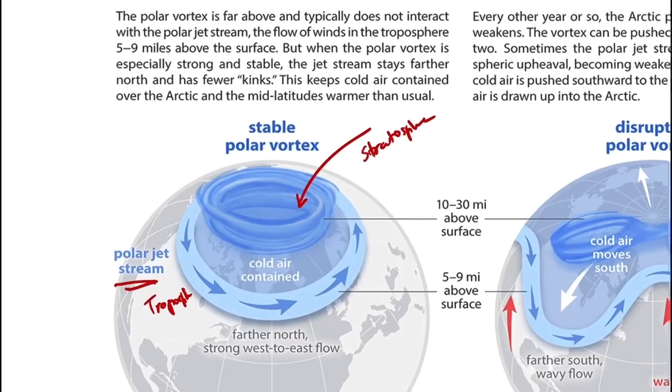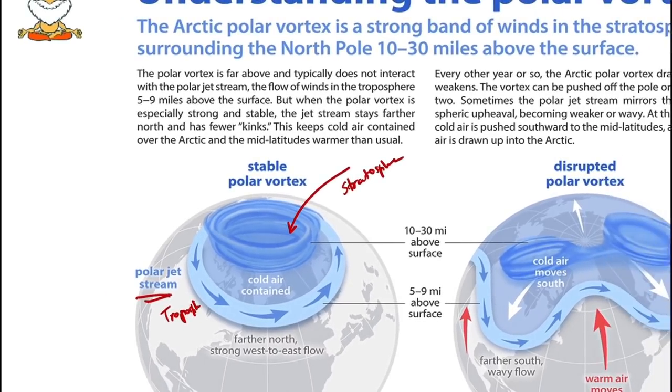So the first difference you have to know is that the polar vortex is far above and typically does not interact with the polar jet stream. The polar jet stream is in the troposphere, whereas the polar vortex is a phenomenon happening in the stratosphere. So they are far apart and typically do not interact.